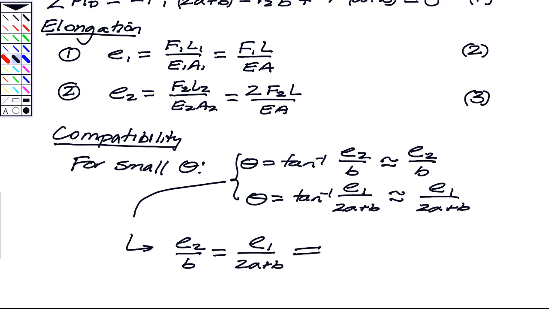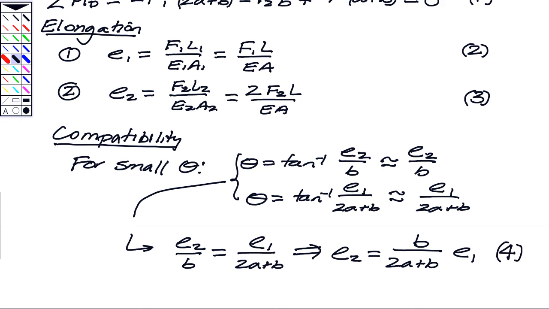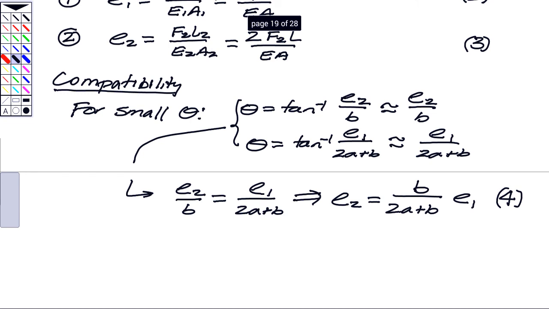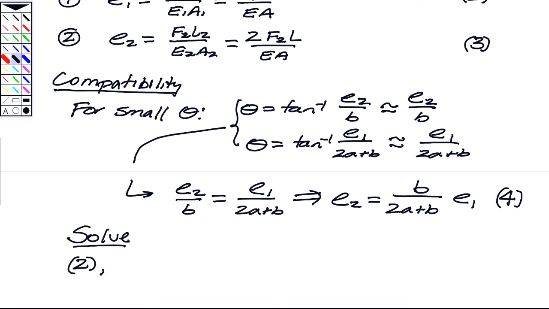So our compatibility equation comes out to be that the elongation of rod 2 is equal to the ratio of b divided by 2a plus b times the elongation of rod 1. So that is our fourth equation that we need. So what I'm going to do is solve these, and the steps I'm going to take are, I'll first combine together equations 2, 3, and 4.